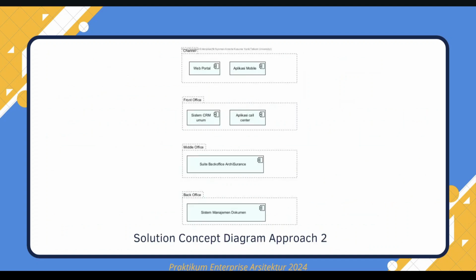This is an example of a depiction of solution concept diagram approach 2, which consists of four layers.